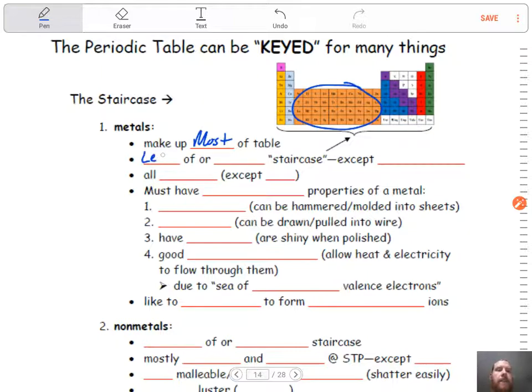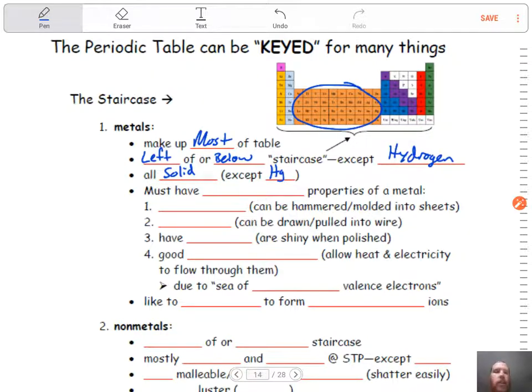They are left of or below the staircase, except for hydrogen. Remember, that's going to be the one that trips people up the most, and every year I see that over and over as they forget about hydrogen. So make sure you know that hydrogen is a nonmetal, even though it acts like a metal in terms of how it reacts. They are all solid state of matter at room temperature, except for mercury. Mercury is very, very cool. I wish we could play around with it in school, but it's poisonous.